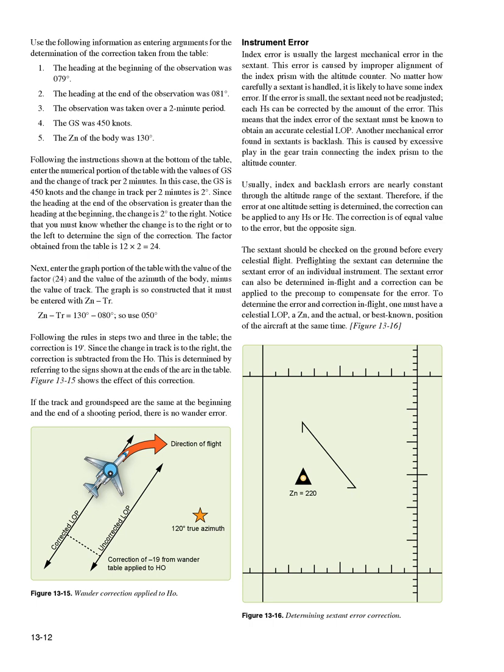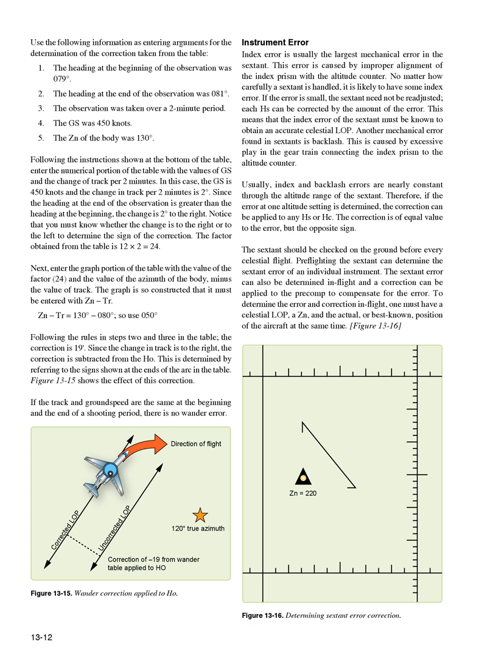In this case, the GS is 450 knots and the change in track per 2 minutes is 2 degrees. Since the heading at the end of the observation is greater than the heading at the beginning, the change is 2 degrees to the right. Notice that you must know whether the change is to the right or to the left to determine the sign of the correction. The factor obtained from the table is 12 times 2 equals 24.